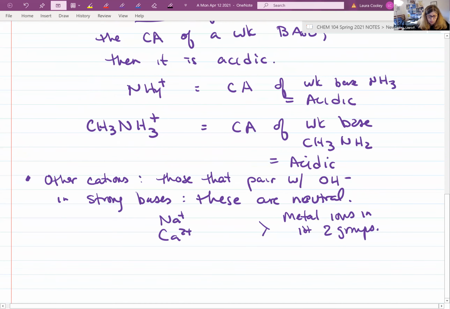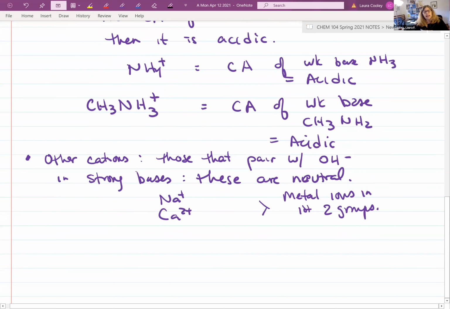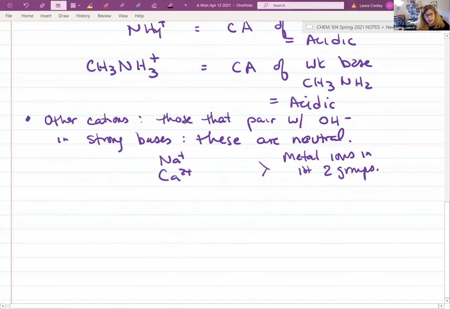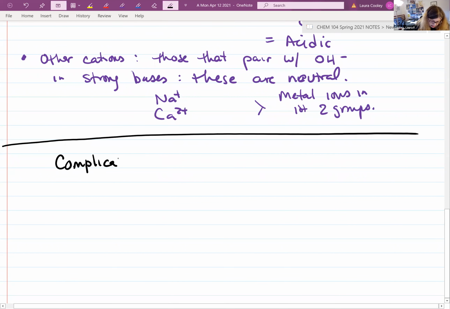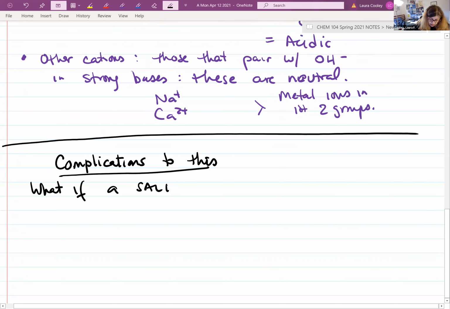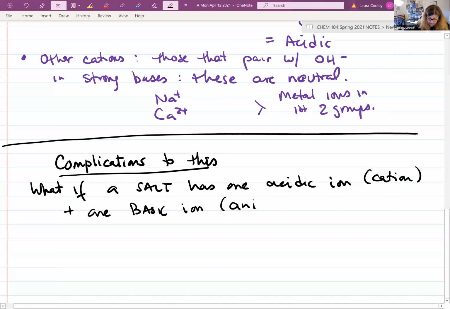So we could look at a salt, identify its ions, and be able to tell based on these criteria whether the salt is acidic, basic, or neutral. But I want to tell you, just briefly because I did it last time, that there are some complications to this. The one I'd like to talk about is, what if a salt has one acidic ion, that would be the cation, and one basic ion, which would be the anion? Then what?